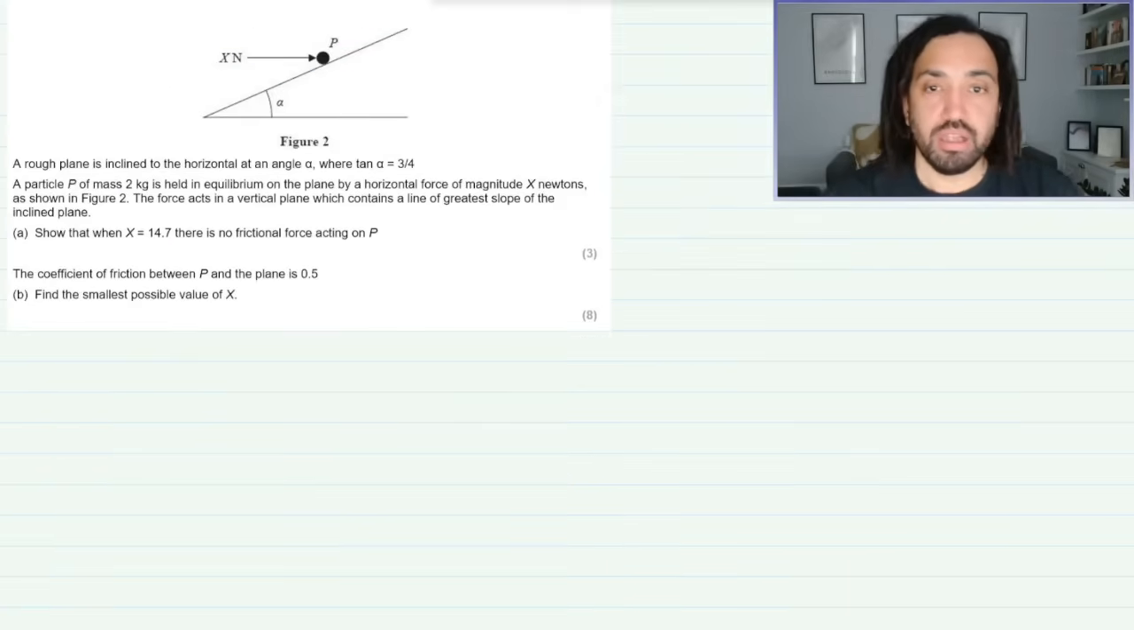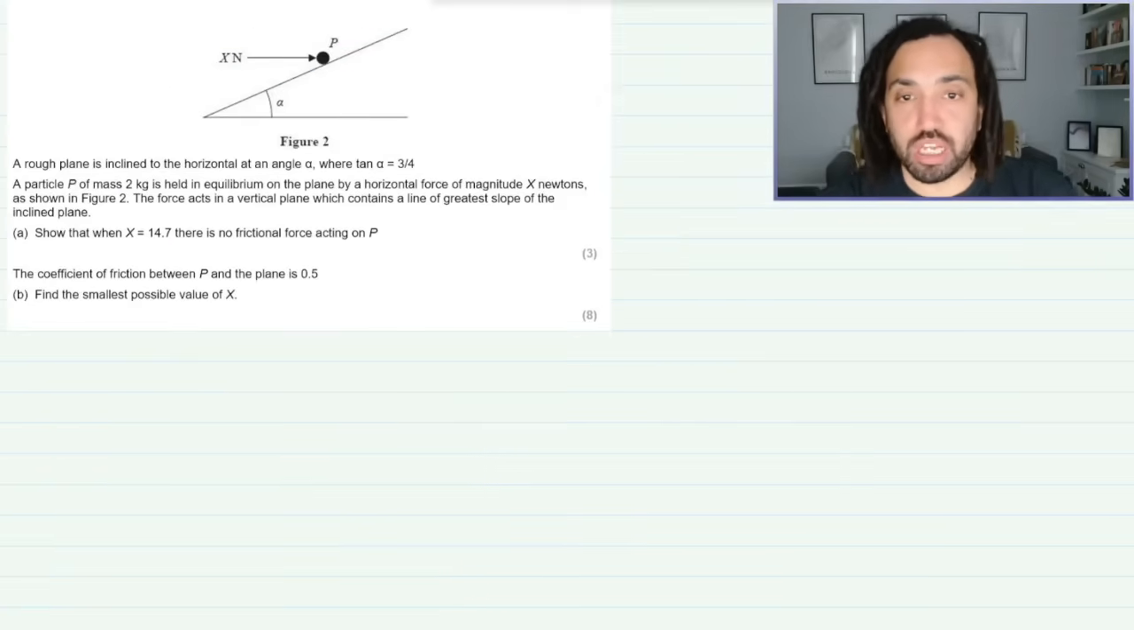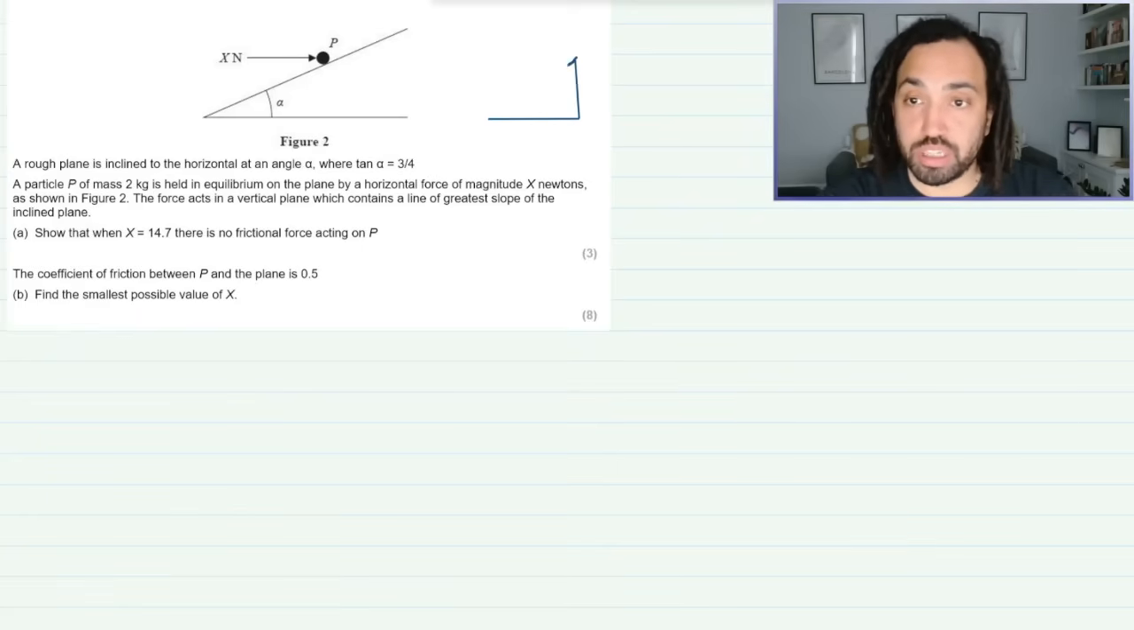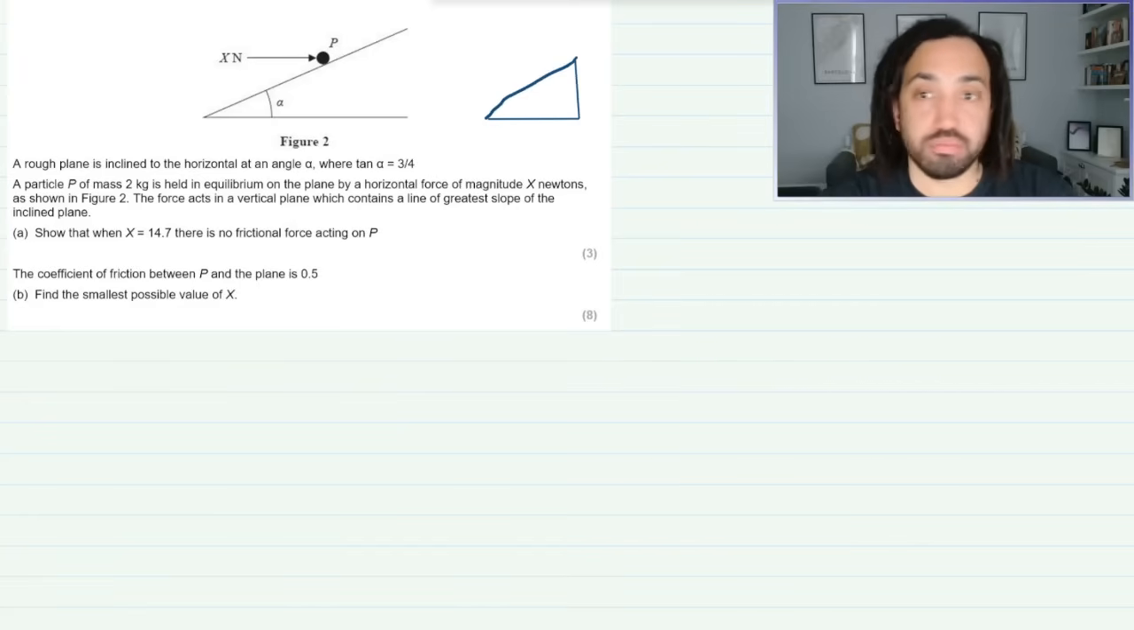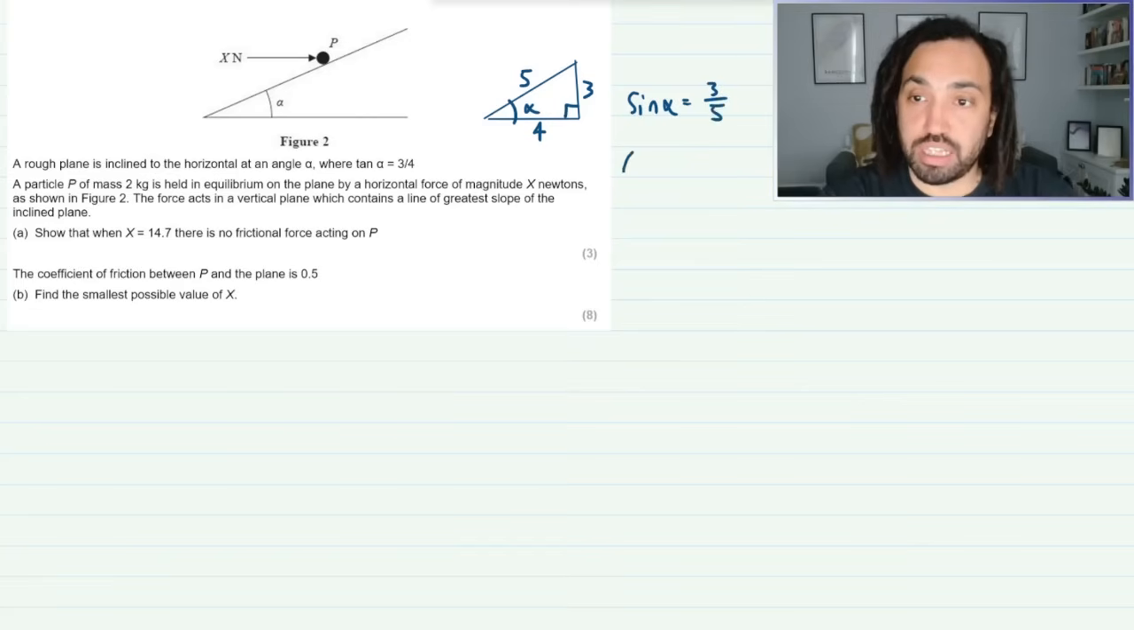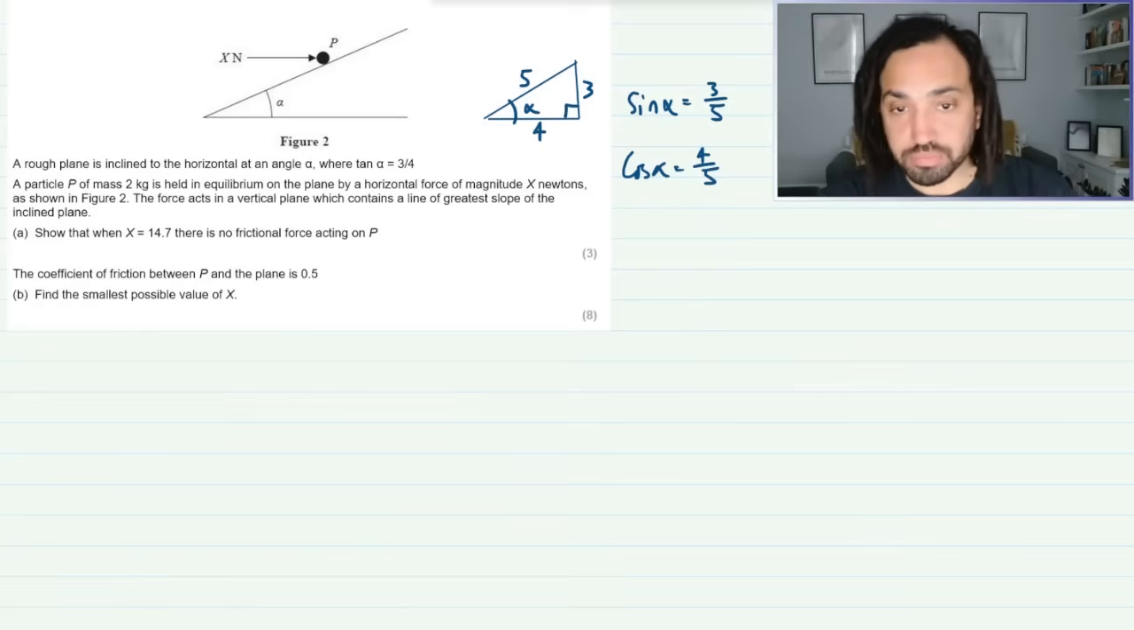Perfect. Okay, we've got a dynamics question. We have a rough plane, and right straight away it says tan alpha is 3 over 4. So what I do is I draw a little triangle like this. Little right angle triangle. Come on, there we go. Put alpha in the corner. So that's the opposite over the adjacent. That's a 3, 4, 5 triangle. So that tells me that sine of alpha is equal to 3 over 5, and cos of alpha is equal to 4 over 5. Okay, so that's going to be useful.